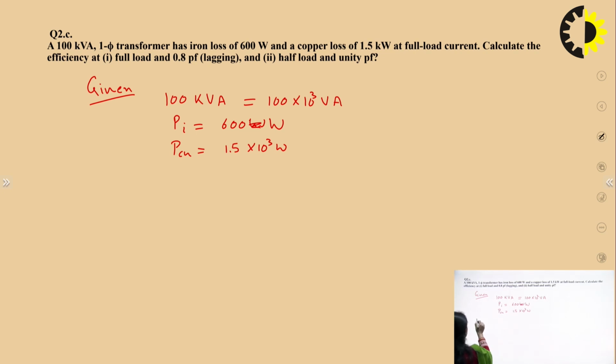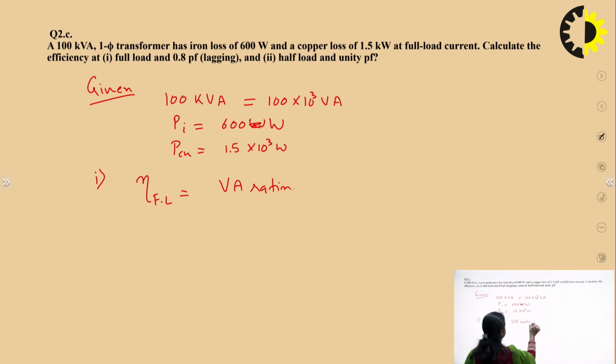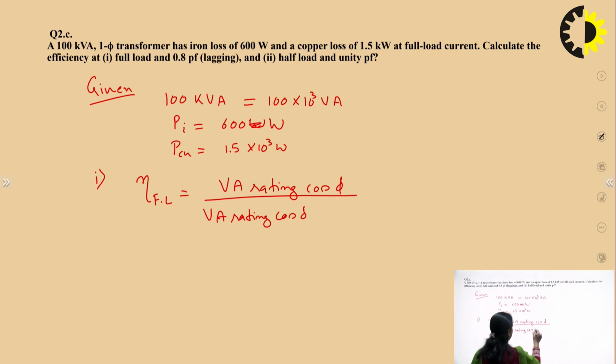So first we will find full load efficiency. What is the formula for full load efficiency? Full load efficiency is equal to VA rating cos phi divided by VA rating cos phi plus iron loss plus copper loss, into 100.